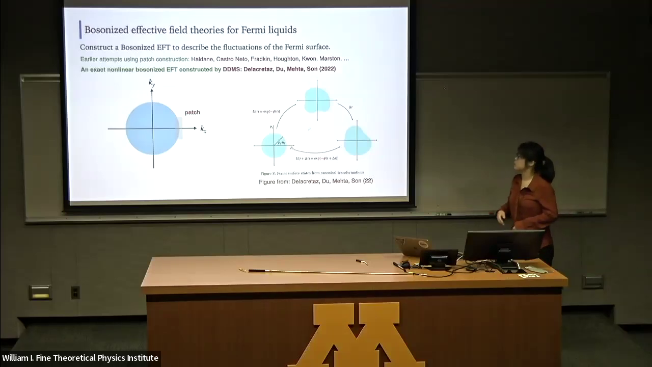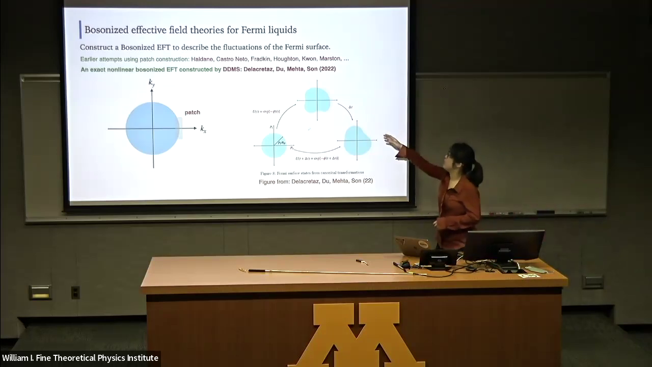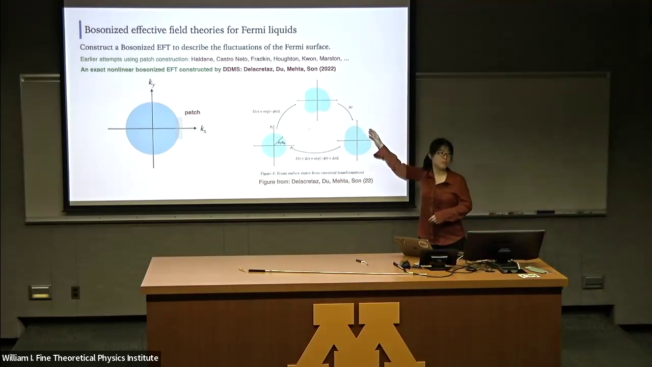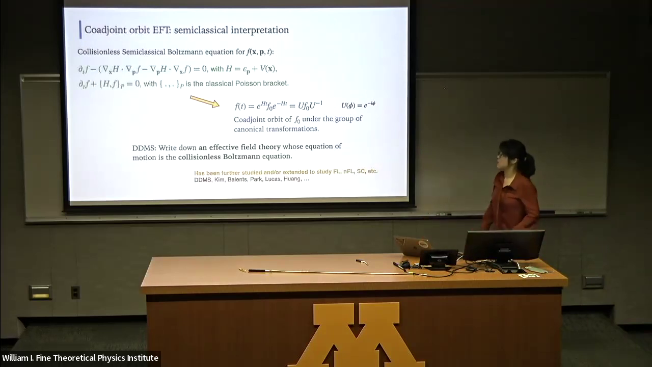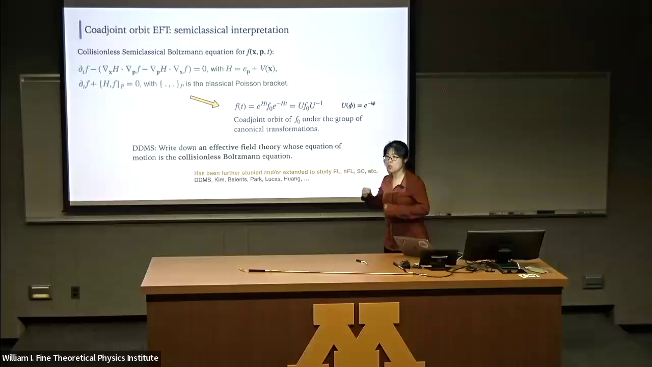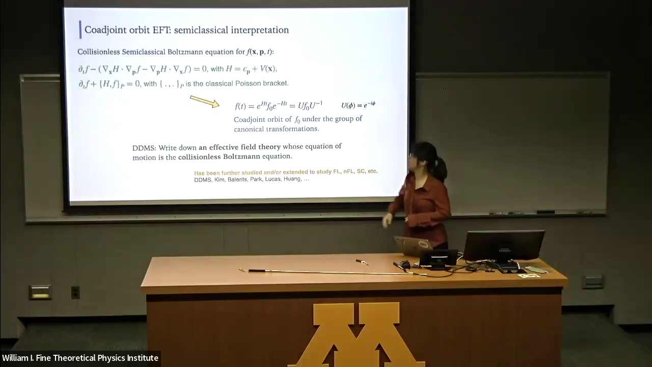And the way to do it is to apply this Fermi surface effective field theory developed by DDMS, where one of the authors, Mata, is in the audience. So we took their approach and generalized it to the case when there is a magnetic field. Let me just sketch very quickly the idea of this Fermi surface theory. The question one wants to ask is, what is the equation of motion of the distribution function in the semi-classical regime? That's just the Boltzmann equation.